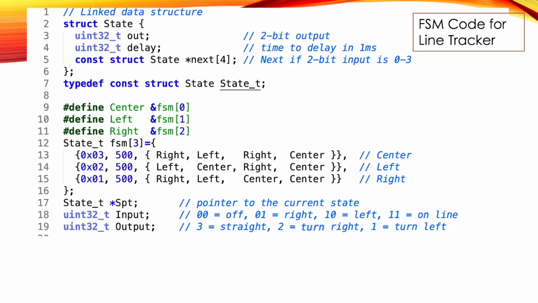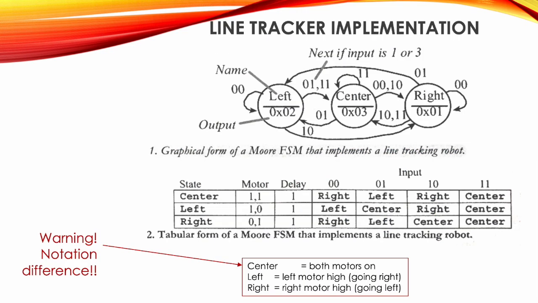So let's then define the state as state t. And what we're going to do is define center, left, and right. And those are just different locations in my finite state machine. State t is FSM, finite state machine, and it's got these three rows. And those rows are essentially the same. Let's go back up. It's the same as the state table here.